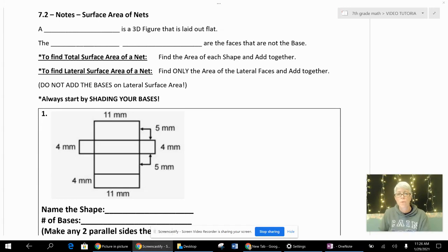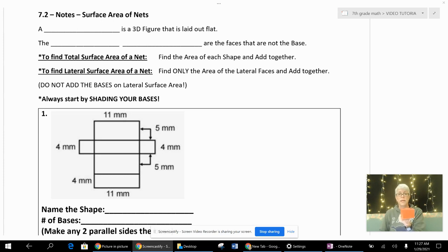Hey guys, today we're going to continue our study of three-dimensional objects. Here's one right here. Do you remember, is this a prism or is this a pyramid? Does it have one base or does it have two bases? If it has two bases, it's a prism. If it has one base, it's a pyramid. What do you think?